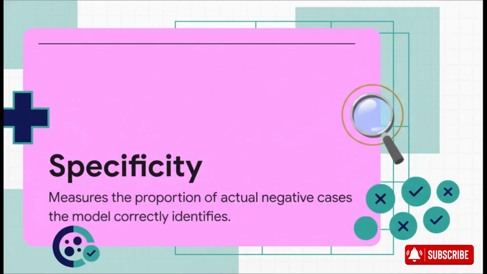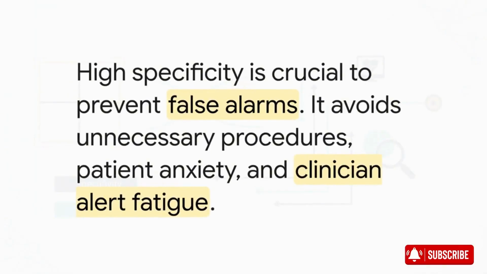Now, the other side of this coin is specificity, or the true negative rate. Specificity answers the opposite but equally important question. If my patient is healthy, how likely is the AI to correctly confirm that? High specificity is absolutely vital for preventing harm from all those false positives. A low specificity AI would just be constantly crying wolf, raising false alarms left and right. And that leads to unnecessary biopsies, a lot of patient anxiety, and a very real phenomenon called alert fatigue, where clinicians just start ignoring the tool because it's wrong so often.